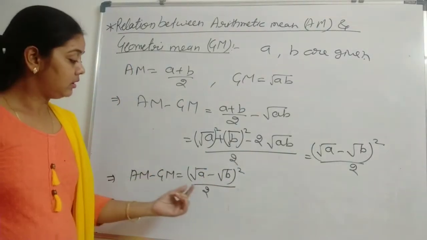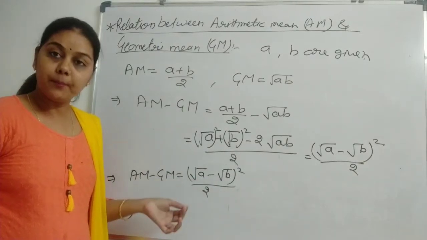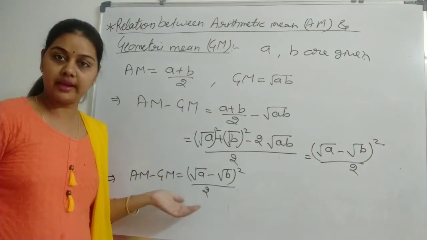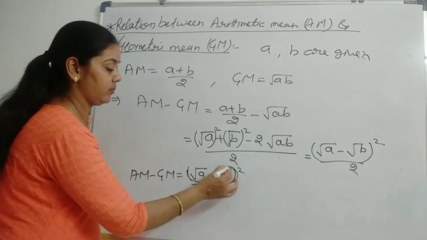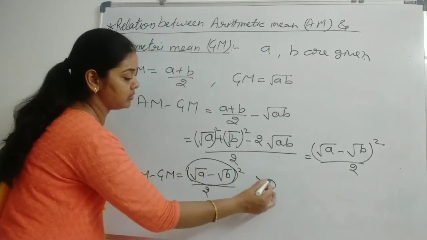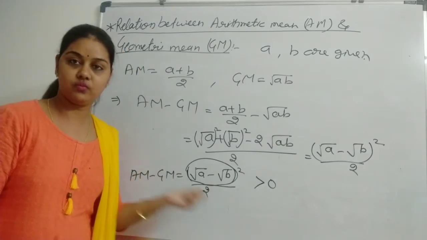Now look at this, root A minus root B. Maybe this difference is negative or maybe positive. But while I am taking the square of this term, it will surely be positive. So it will be greater than 0.